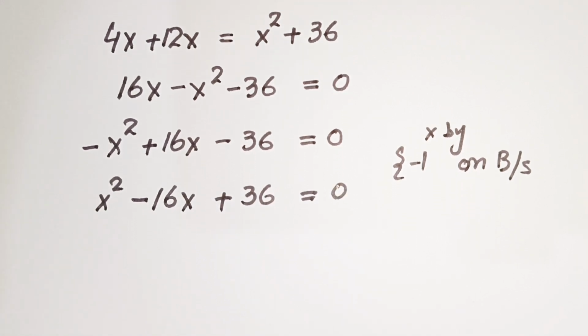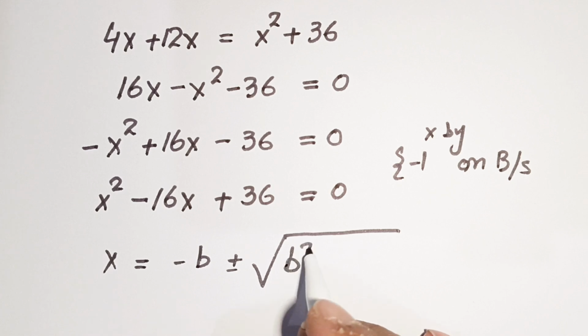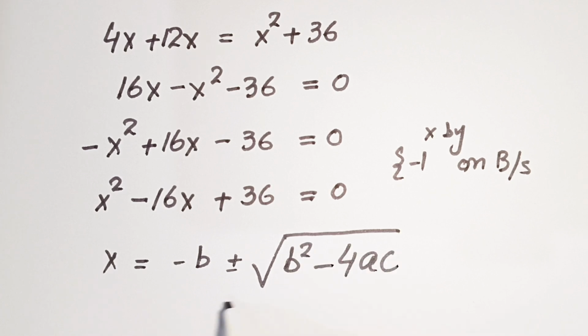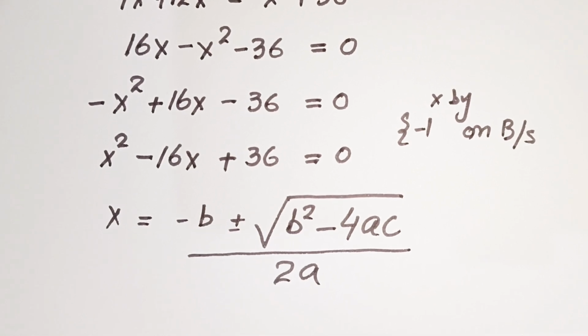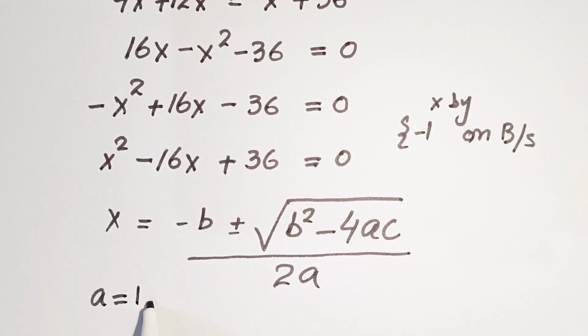Now it is a nice quadratic equation, so we have to solve this by using the quadratic formula. As we know, x is equal to minus b plus minus square root of b squared minus 4 times a times c, all over 2 times a. Here the value of a is the coefficient of x squared, which is 1, the value of b is the coefficient of x, which is minus 16, and the value of c is 36.